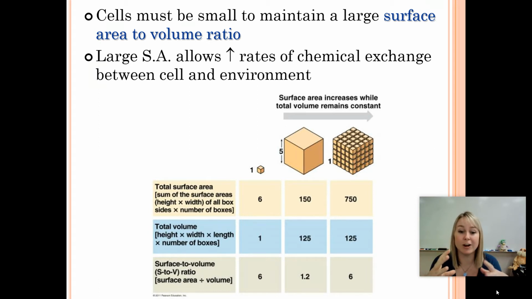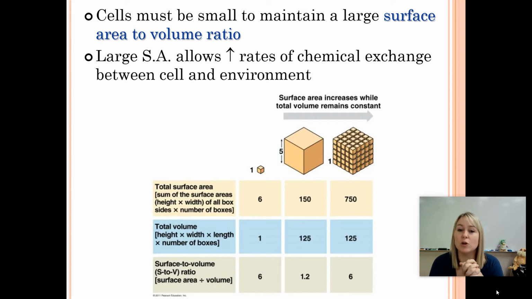Now look at the large cell, that's 5, it's grown bigger. 150 is the surface area, so it's pretty big. The volume is 125, which is also really big, which means if you were to look at the ratio between the two, we're now down to only 1.2, which is not good. That is not enough surface area to account for all of that volume and all of the material and space within.